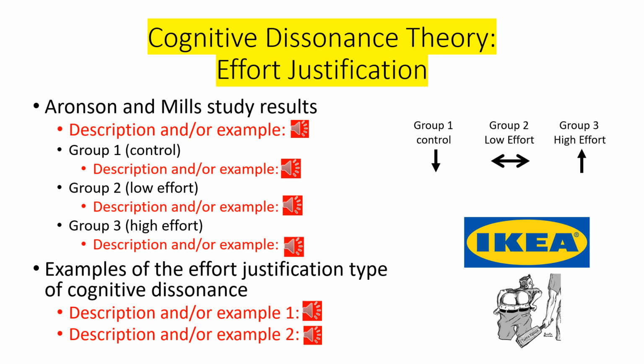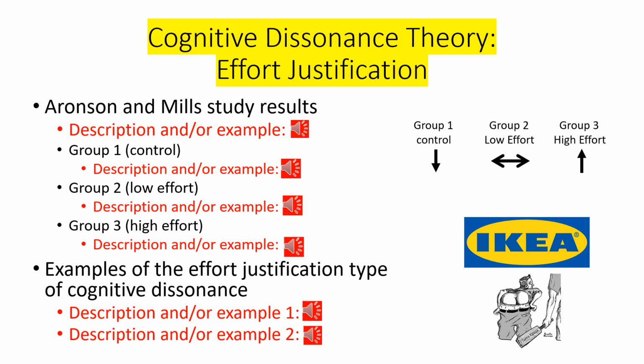So what they have to do is they have to justify the effort that they put forth. Well, group 2, they put forth a little bit of effort, so they have a little bit of effort to justify. So when they were asked what they thought about the discussion group, they said, it was okay. I liked it a little bit. So group 1 had no effort to justify, no dissonance. They didn't like the group at all. Group 2 had a little bit of effort to justify, so they had a little bit of dissonance. They liked the group a little bit.